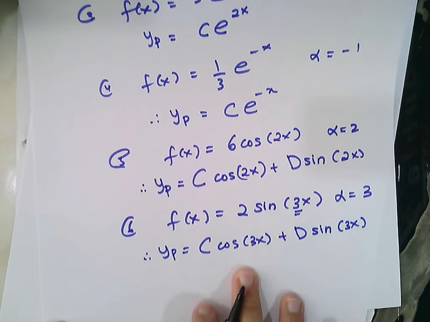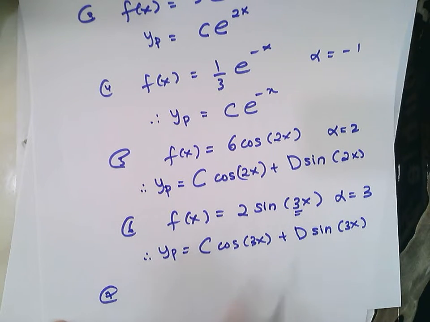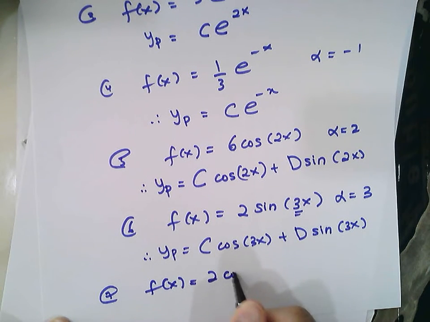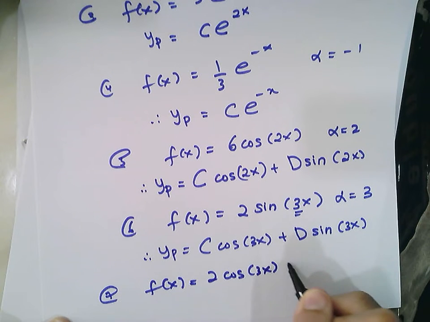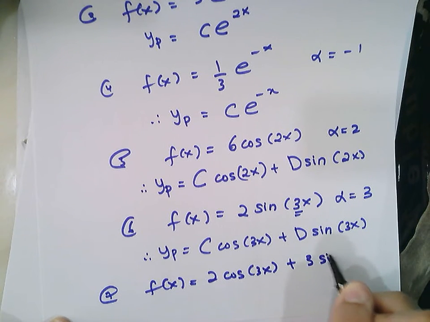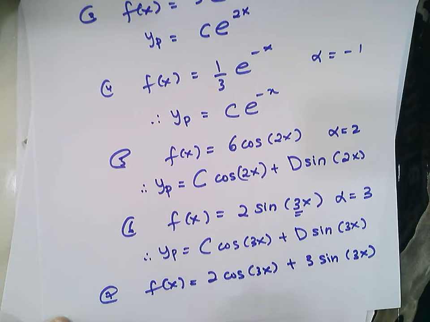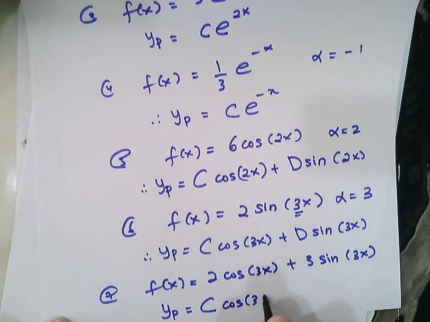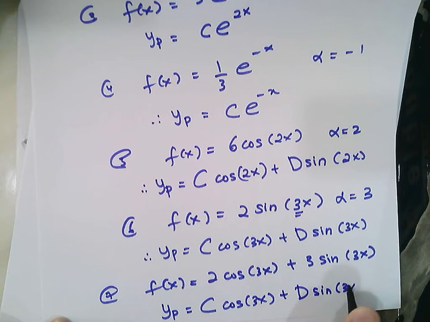The last one, let's say you have a linear combination of these two. Let's say your fx is equal to 2 cos 3x plus 3 sine 3x. Your suggestion for yp will be c cos 3x plus d sine 3x.